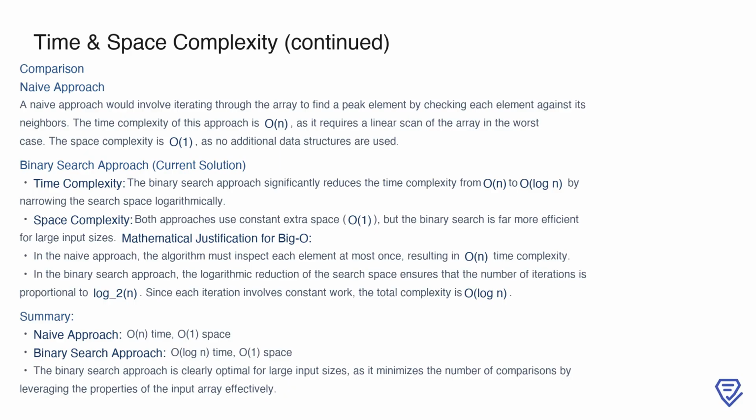Both approaches share the same space complexity of O(1), but the binary search is far more efficient for large input sizes since it leverages the array's properties for faster peak detection. In summary, the naive approach has O(n) time in O(1) space, while the binary search solution achieves O(log n) time with O(1) space, making it the optimal choice for this problem, especially for larger arrays.